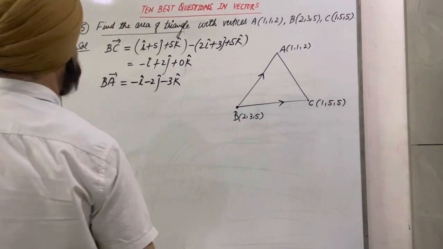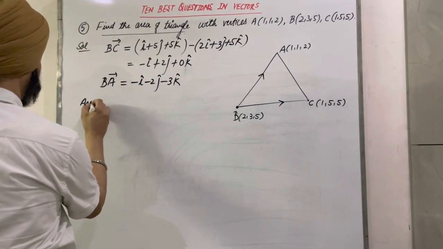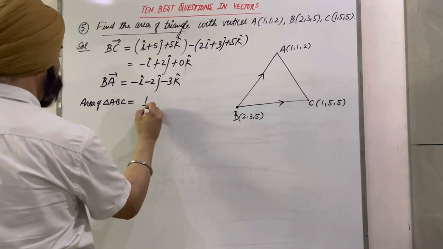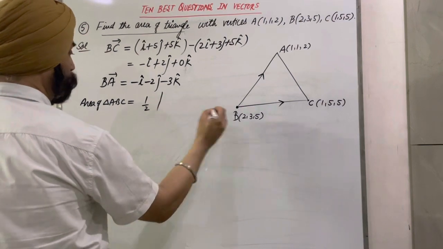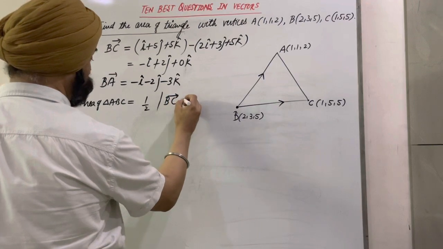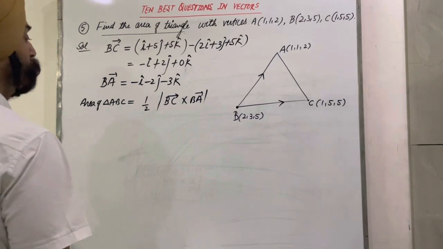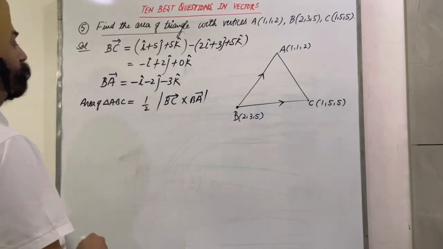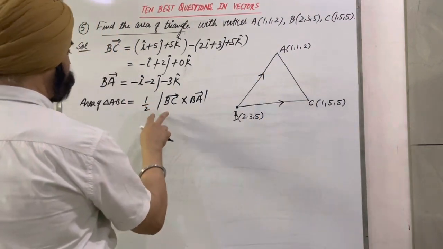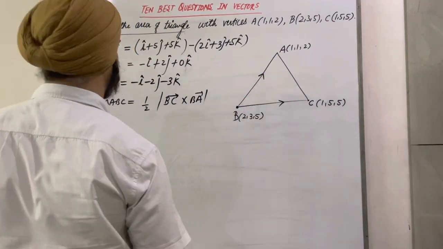Now remember, area of triangle ABC is half the magnitude of the cross product of BC vector with BA vector. You should remember this formula. This is a standard formula. Cross product of two adjacent vectors, its magnitude, and then divided by 2. That makes the area of this triangle.